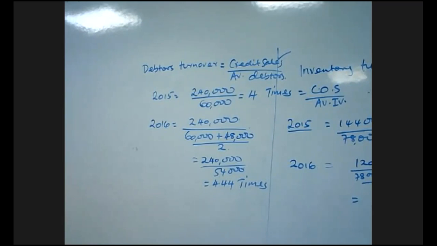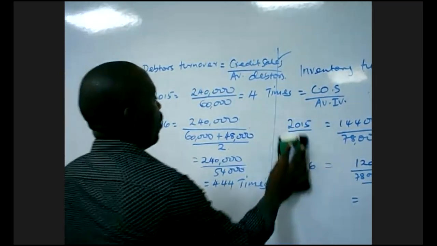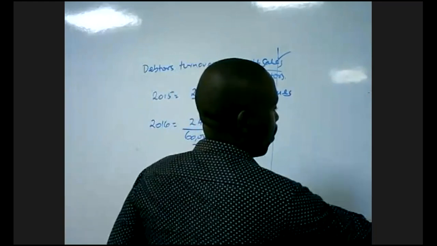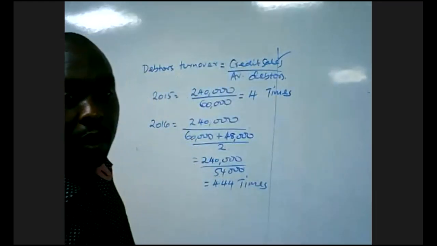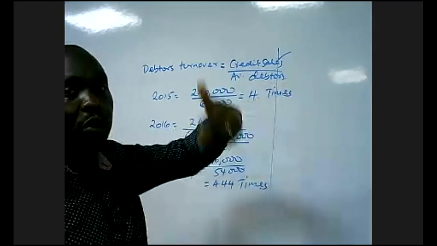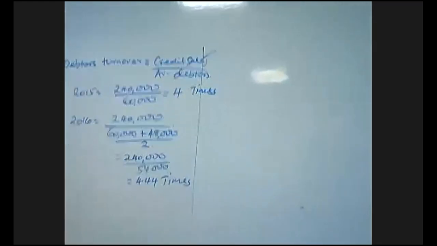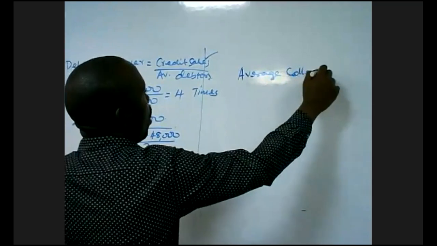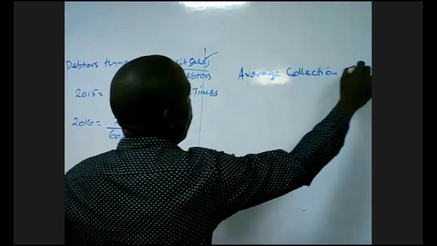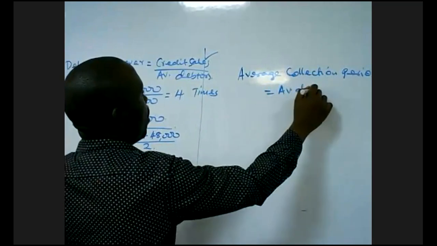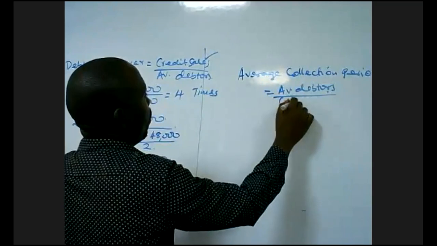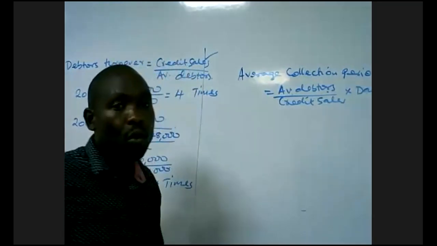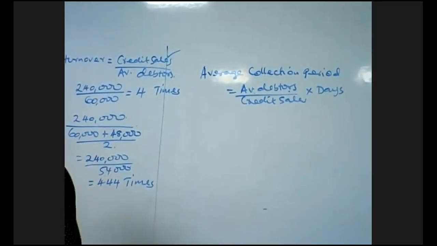Average collection period. We said it is the opposite, the reciprocal of this. The formula for turnover is what you interchange. The numerator becomes the denominator. So the average collection period is given by the average debtors on the credit sales, times the days or weeks, or months.